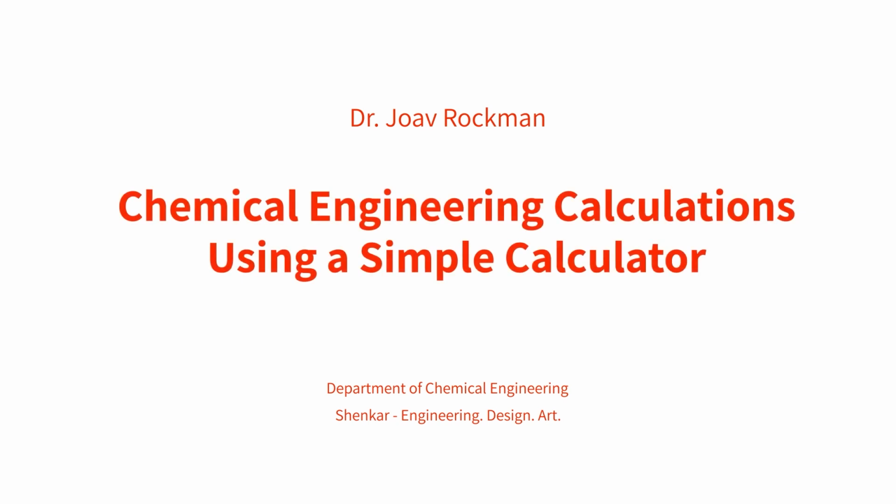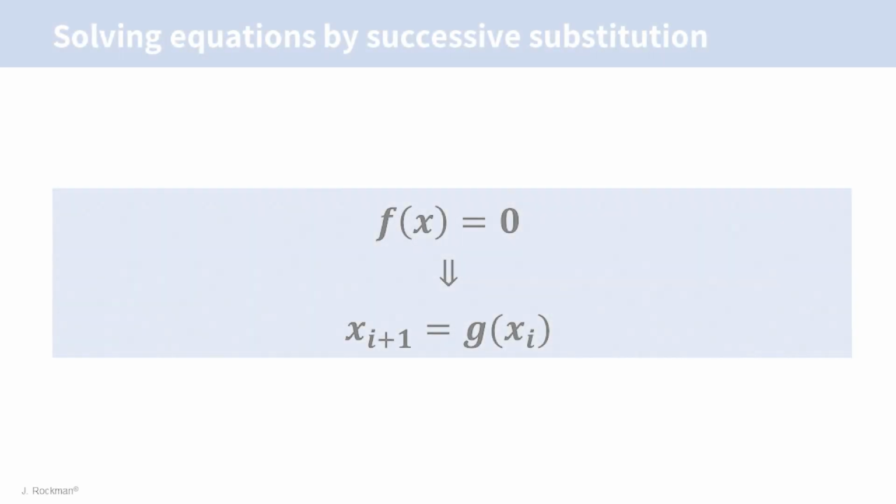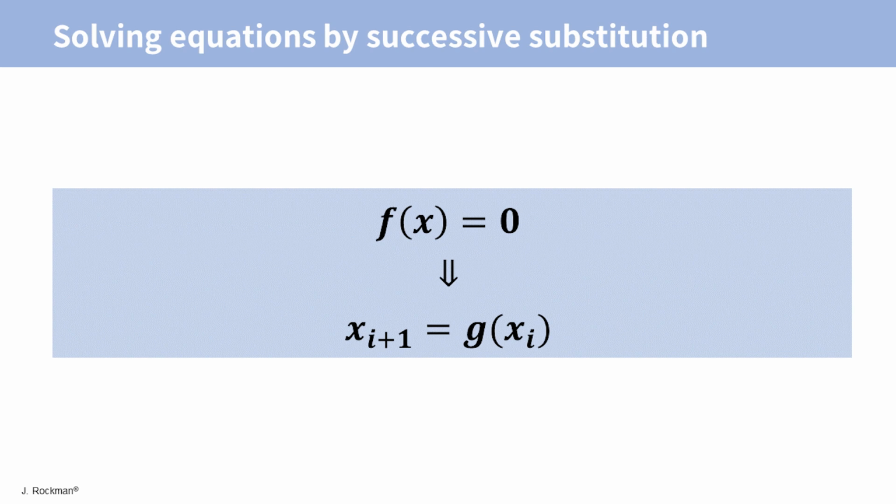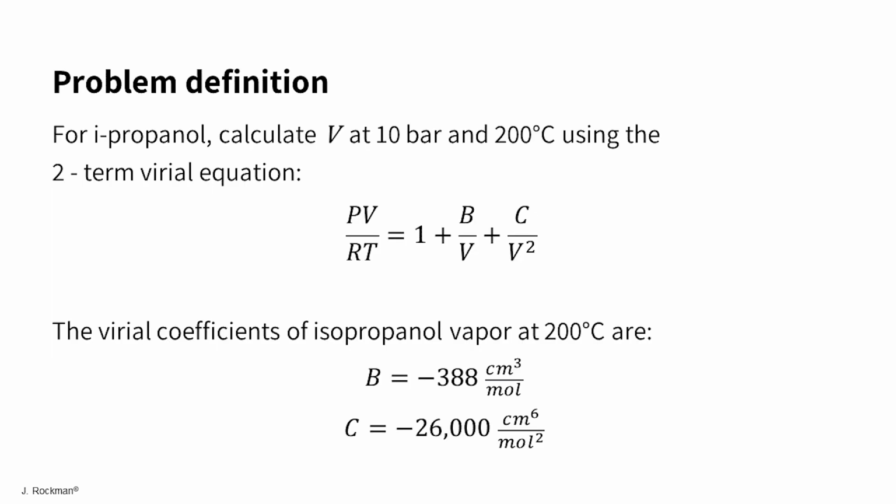My name is Yoav Rockman, and here's another short video on how to perform chemical engineering calculations using a not-so-simple calculator. Today we're going to solve a thermodynamics problem on the calculator by using the direct substitution method, also known as the successive substitution method. First, let's define the problem.